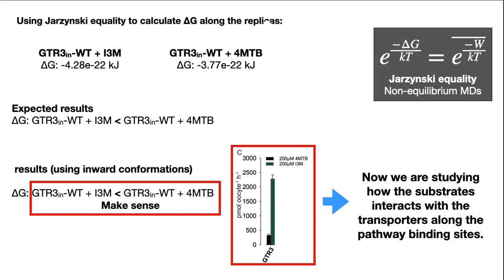We also analyze using the Jarzynski equality for non-equilibrium MDs. We analyze how the binding energy is changing along the simulation. So if we have the work, we are able to calculate this delta G. So the delta G was lower for the system with the I3M in comparison with the system with the 4MTB. That makes sense because the experimental data that we have says that GTR3 is able to transport only I3M, I mean in an active way, in comparison with 4MTB. So these results are actually validated by our experimental work.